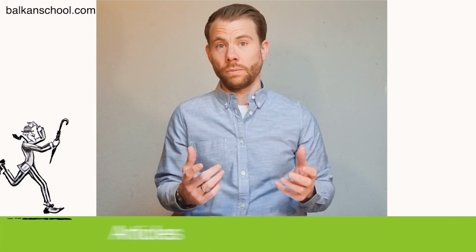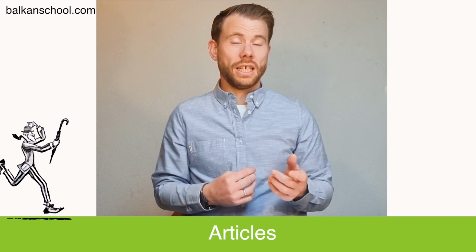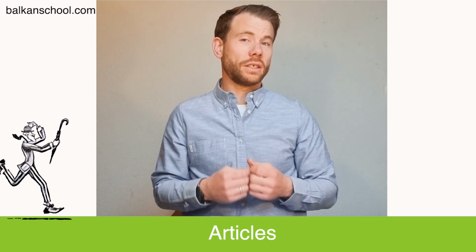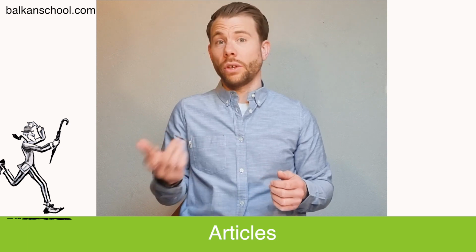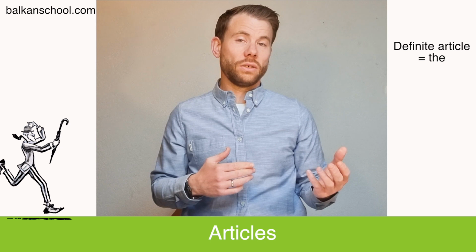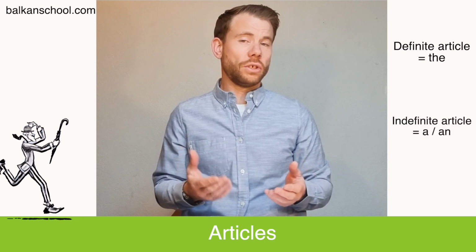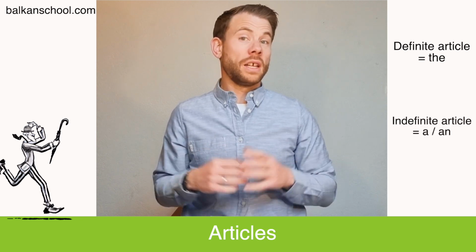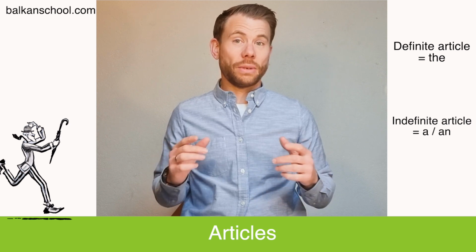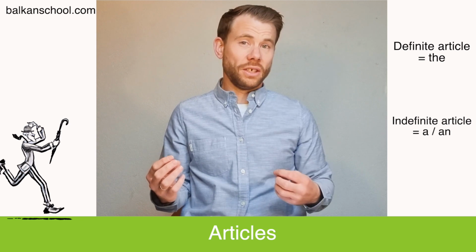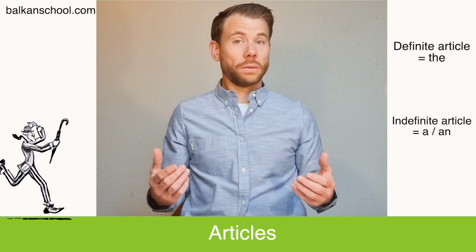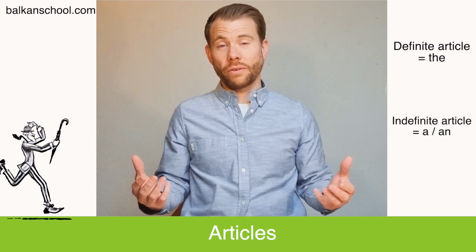Today's video, we're tackling a tricky topic: articles. If you're not sure what an article is, you have two different types. You have the definite article, which is the word the, and the indefinite article, and in English you have two options: a or an. So join us today as we try to break down the differences between these, help you know when you need to use them and when you don't, and help you improve your language in the process. So without further ado, let's go.